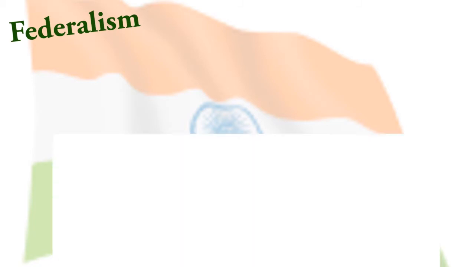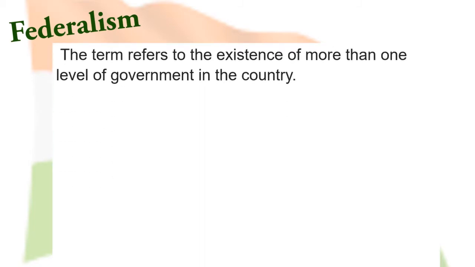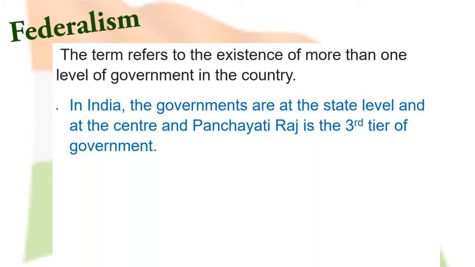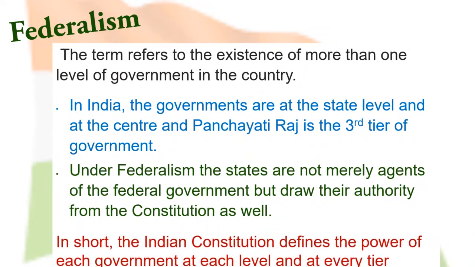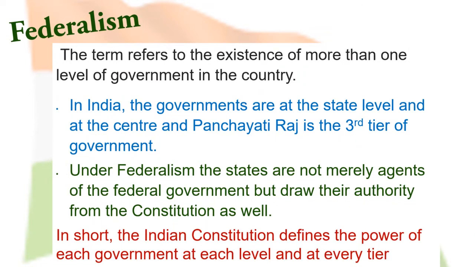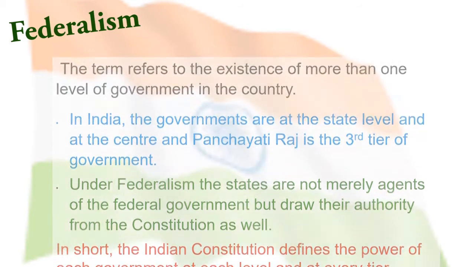Federalism. The term refers to the existence of more than one level of government in the country. In India, the governments are at the state level, center level and Panchayati Raj. Panchayati Raj is a third tier of the government. Under federalism, the states are not merely agents of the federal government, but they draw their authority from the constitution as well. In short, we can say the Indian Constitution defines the power of each government at each level at every tier.